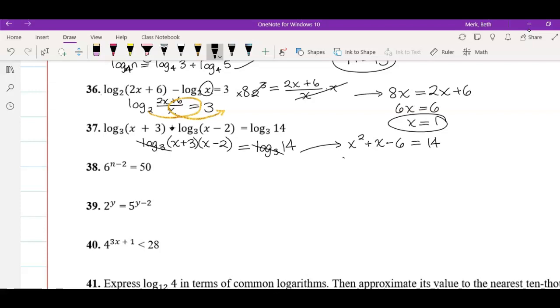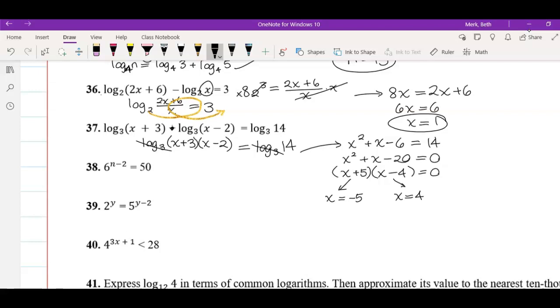Subtracting 14 from both sides, we get x squared plus x minus 20, and then we factor this because it is a quadratic. x plus 5, x minus 4, solving x equals negative 5, or x equals 4.